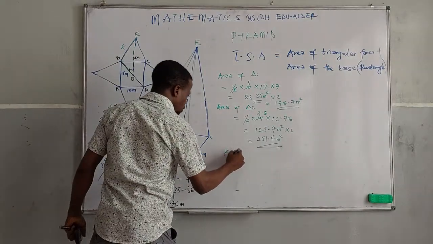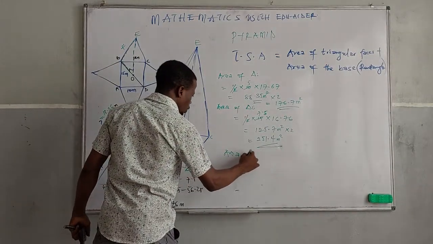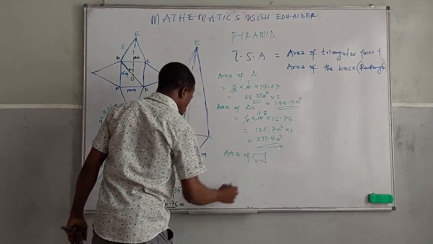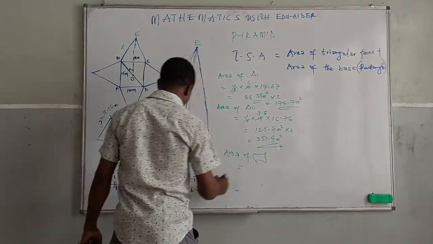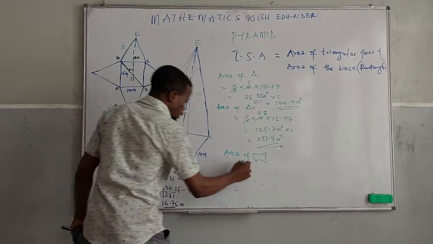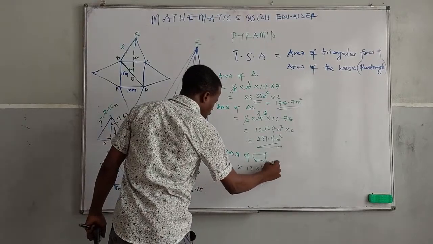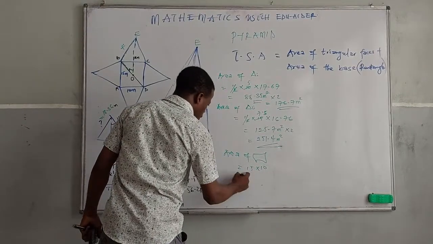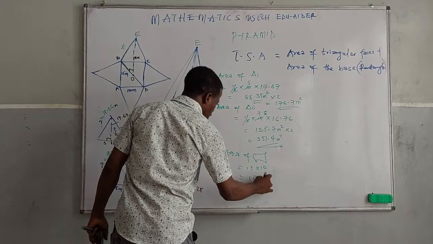Now, what is the area of the rectangular base? So area of rectangle, this rectangle will be what? Length times breadth, 15 times 10, and that is what? That will give us 150 meters squared.